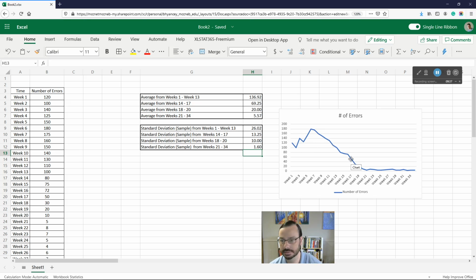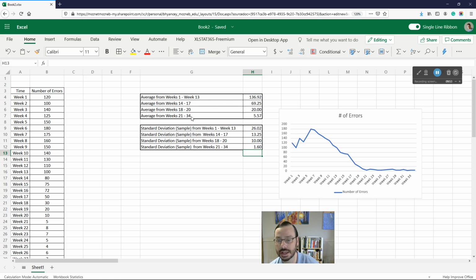It's somewhat subjective. But in short, what are these telling us? From weeks 1 through 13, we were averaging 140 errors per week. 14 through 17, there's a significant decrease down to 70. From weeks 18 to 20, we got it down to 20.